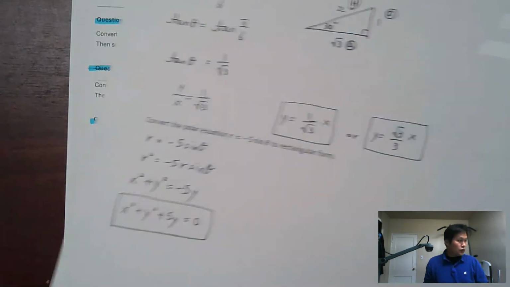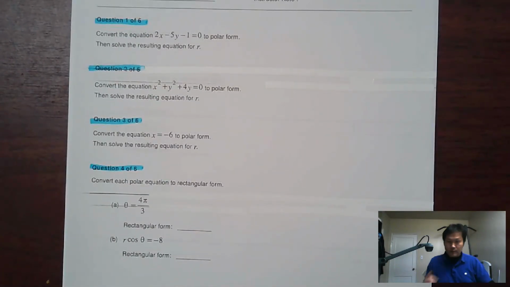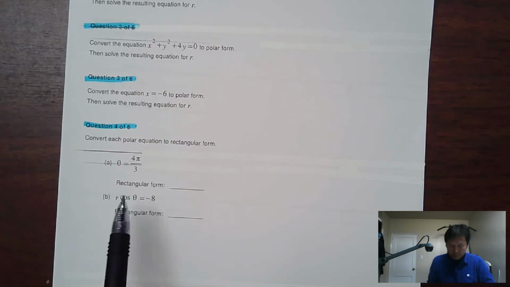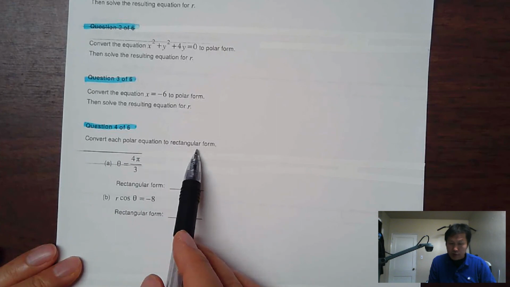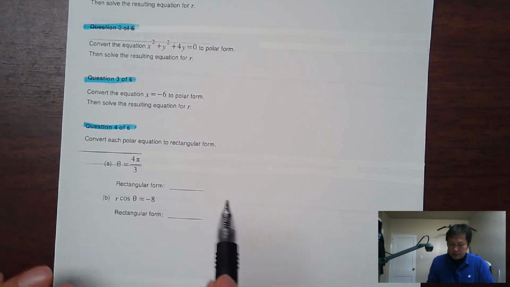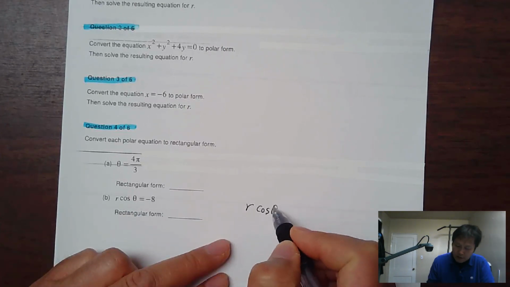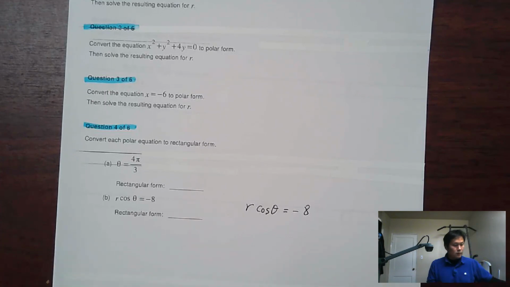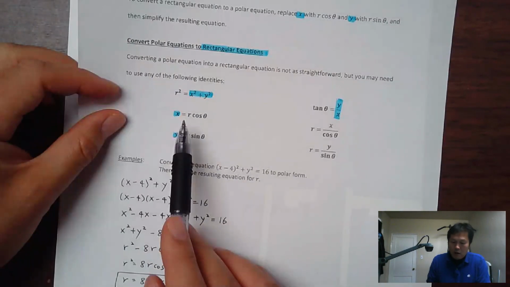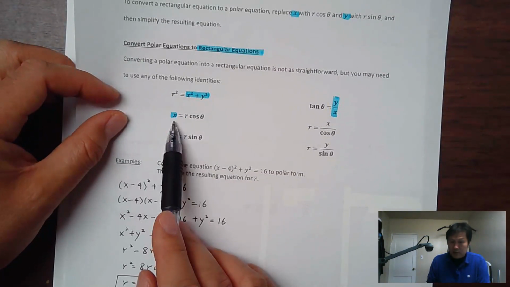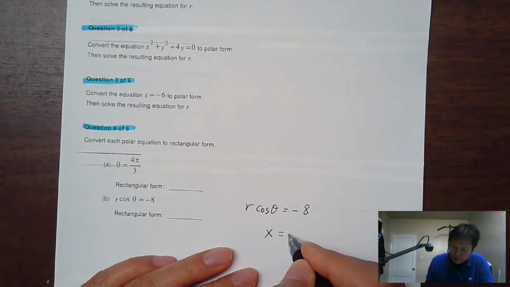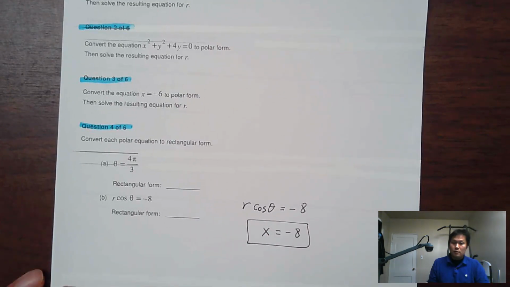Another style of question you need to practice will be something like this. This one is simpler. Convert each polar equation to rectangular form. So what if the question was r cosine theta equal to minus 8? r cosine theta is equal to minus 8. Well, that's going to be a lot simpler question. Again, if you look at the formula paper, r cosine theta, you can replace that with x. x equal to minus 8. That's it.